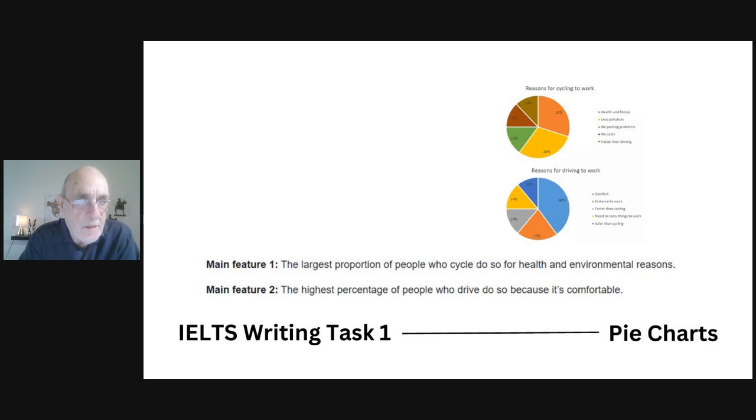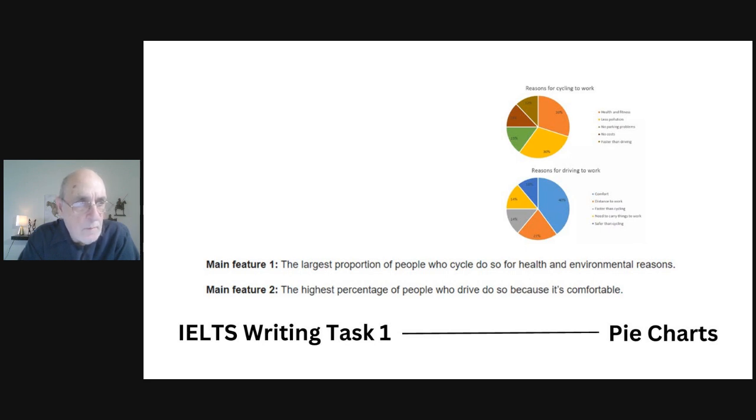We're only going to talk about 2 main features, one to do with cycling and one to do with driving. And we're going to look at the largest segments of each pie chart. For cycling, it's health and environment reasons. And for driving, it's for comfort. So once we've asked ourselves the questions of the possibilities that could be included in this essay, we want to select our 2 main features.